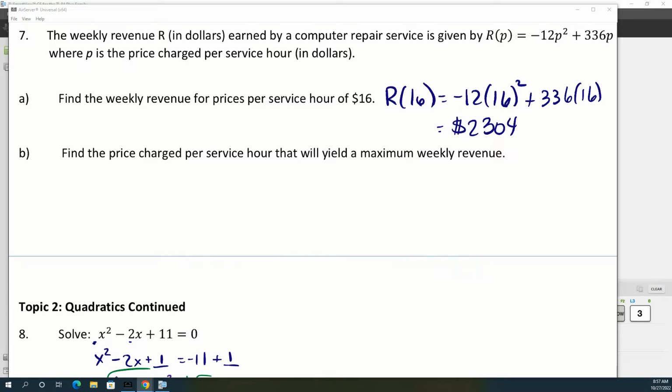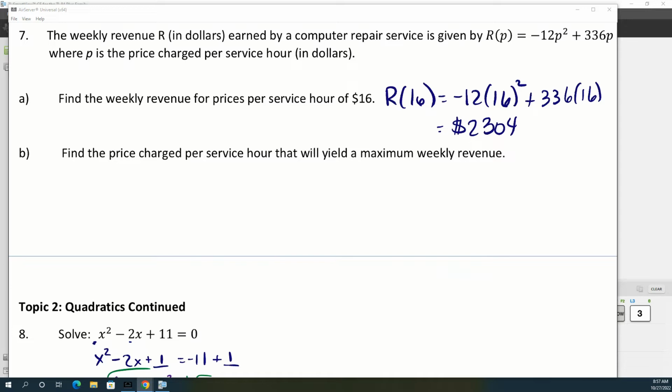So businesses kind of have to figure this out, like figure out what they should charge per hour where they're making the most revenue or the most profit. Because if they charge too much, fewer people are going to hire them. If they don't charge enough, they're not making enough money. So anyway, we want to figure out what they should charge to maximize their revenue.